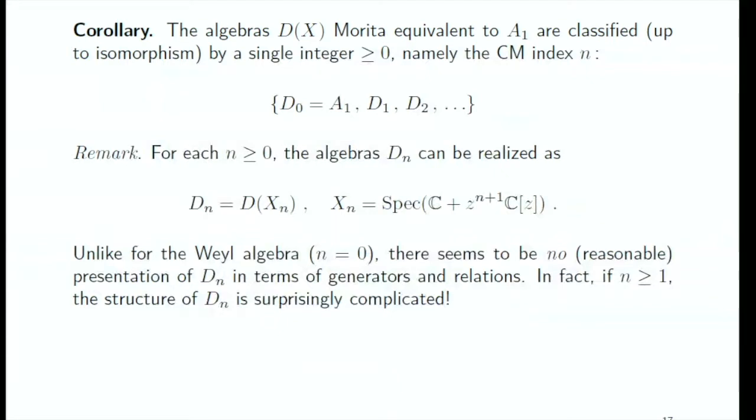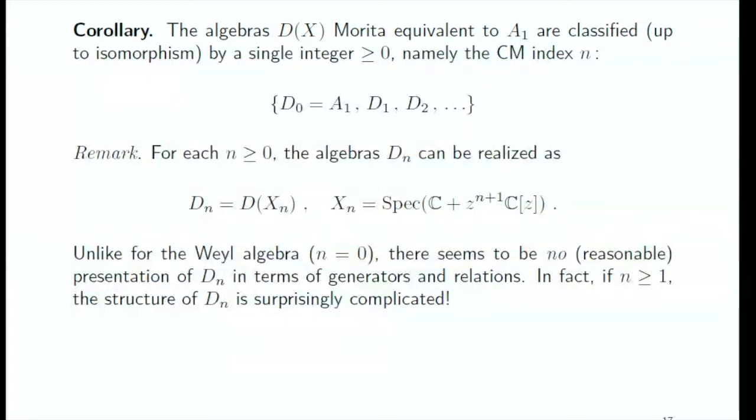So for n equals zero, of course, this is just the Weyl algebra. So up to isomorphism, we have exactly this countable sequence 0, 1, 2, 3 of pairwise non-isomorphic non-commutative algebras, each of which is Morita equivalent to D_0, that is, A1.